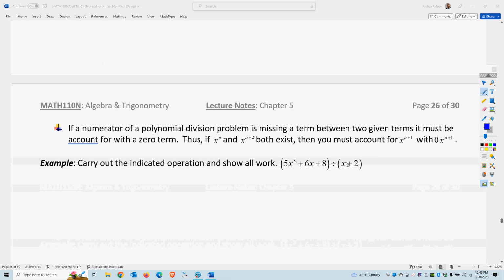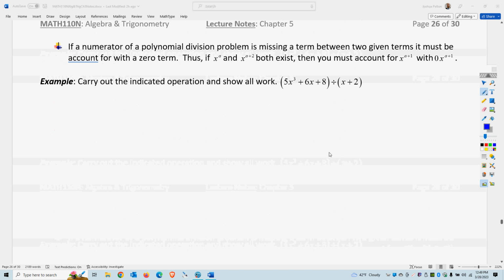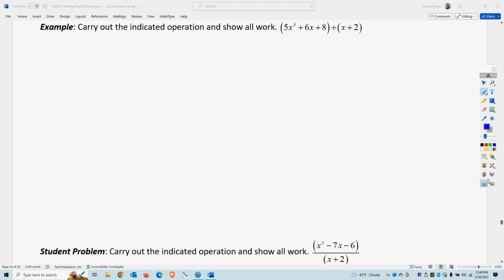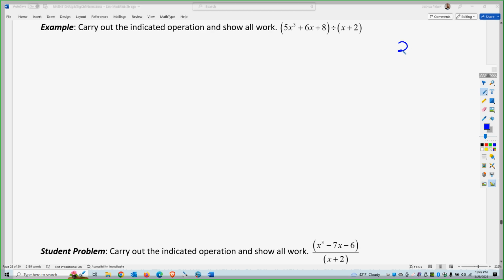So let's think about this problem here. I must account for the 0 term. So if x sub a exists, then x sub a plus 2 must also exist, so on and so forth. Okay, so what does that actually mean? If we think of a simple grade school example, 14 divided by 2 is not the same as 104 divided by 2, correct? So that 0 is a very important place value to the problem, correct?